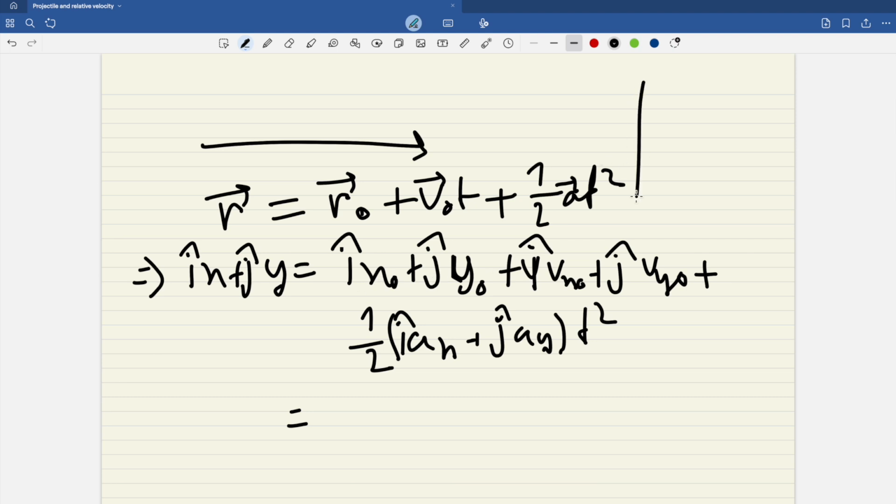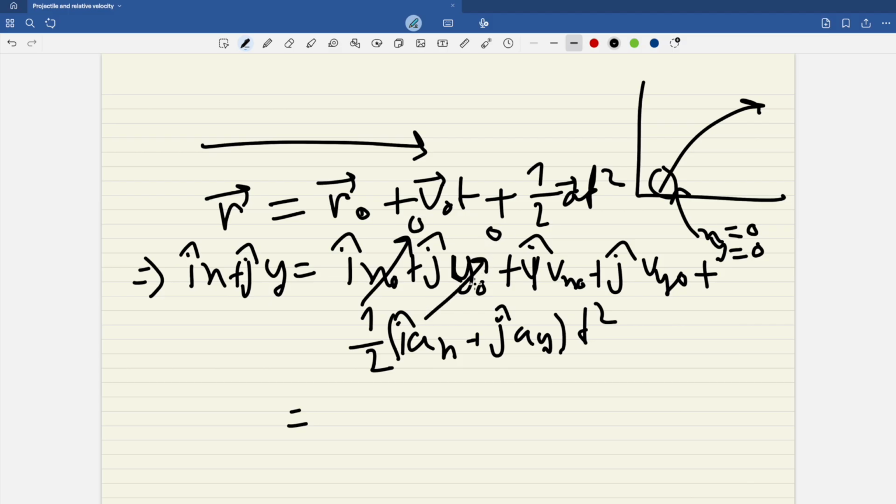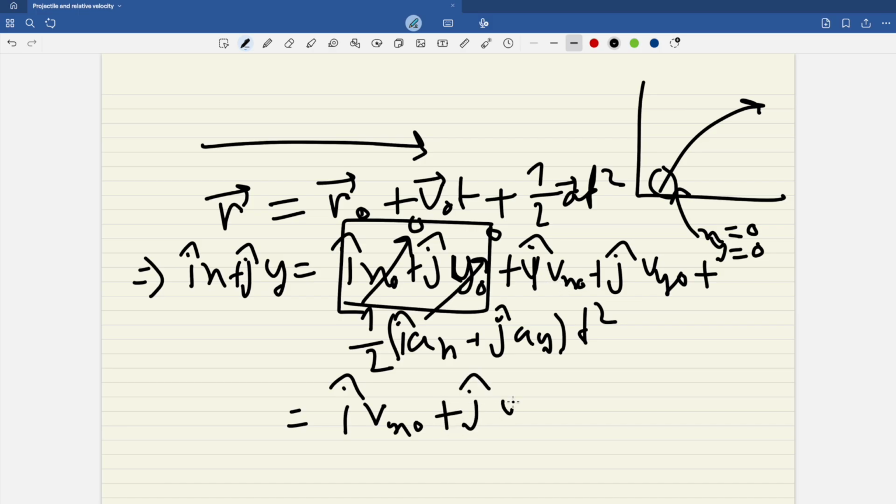Now at the initial point, the x is 0 and the y is 0. That means the x naught is 0 and the y naught is also 0. So it vanishes from the equation. So we will be starting from i vx naught plus j vy naught plus half i ax plus j ay t square.